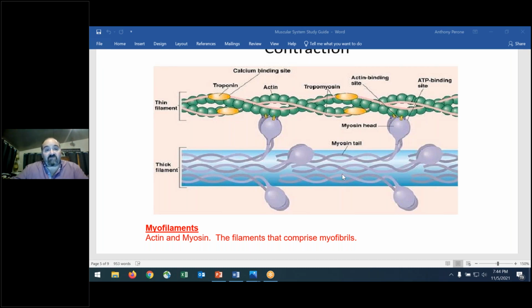Now, another important factor to bring to you here is where this calcium comes from that will interact with troponin, allowing it to change shape and move tropomyosin away from the myosin binding sites on actin. It's important that you remember that. So tropomyosin will move and expose the myosin binding sites on actin, allowing for that cross bridge to occur.